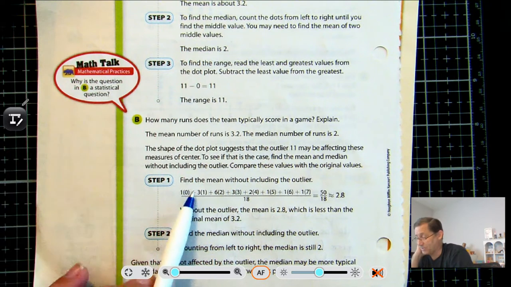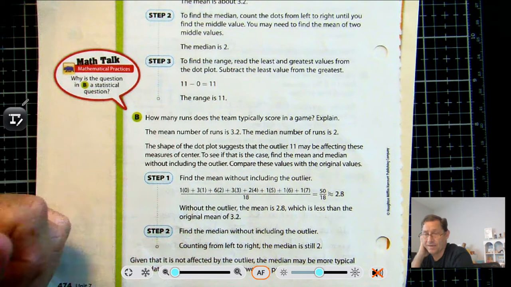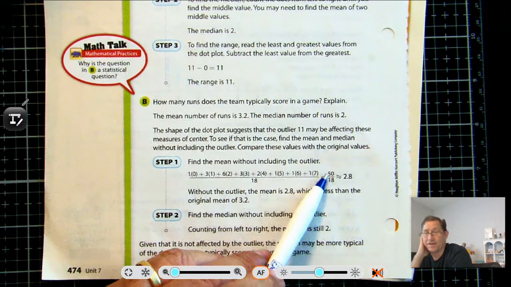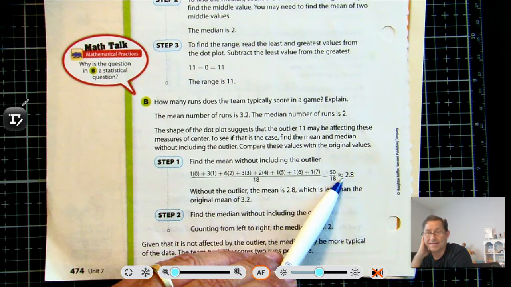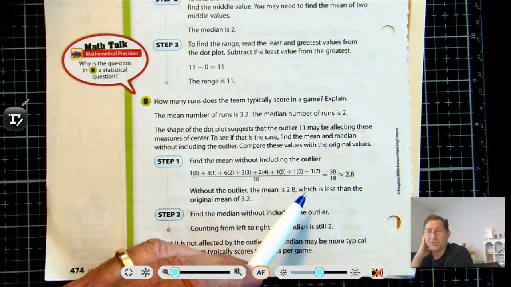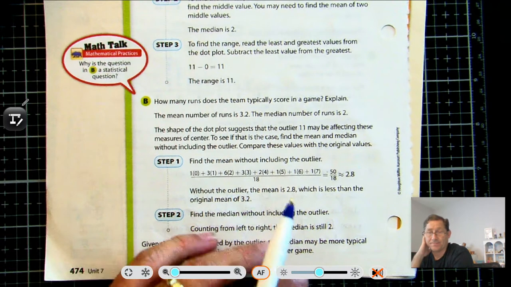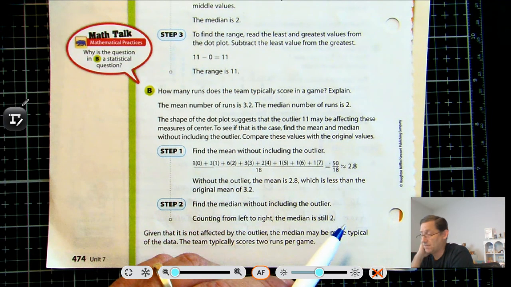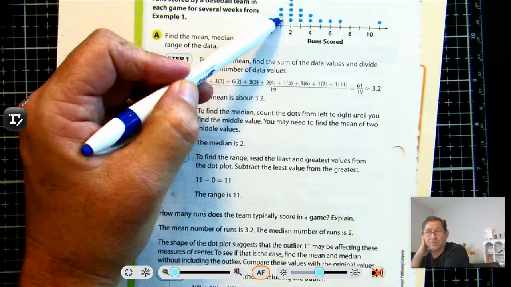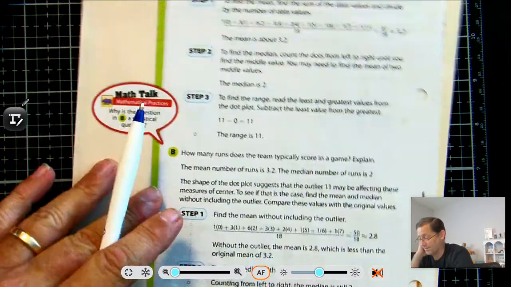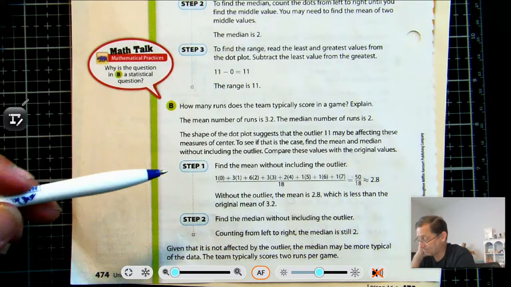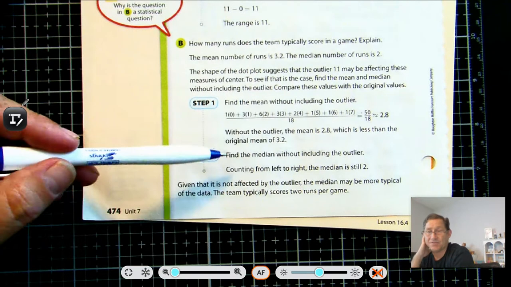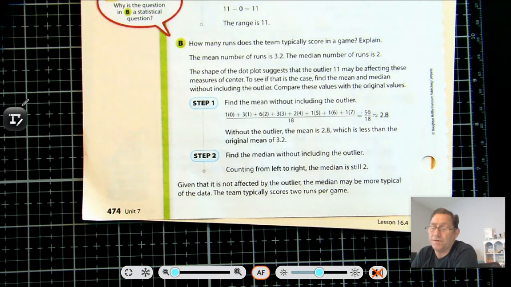Or in this case, they're saying, let's find the mean without the outlier. If we subtract the 11, we'd have 50 divided by 18, which is approximately 2.8. So without the outlier, the mean is 2.8, which is less than the original mean, right? Now if we find the median without the outlier, we would still have two twos in the middle, so we still have a median of 2. Given that if I took out the outlier and the median still stayed 2, 2 is probably more typical of the data.